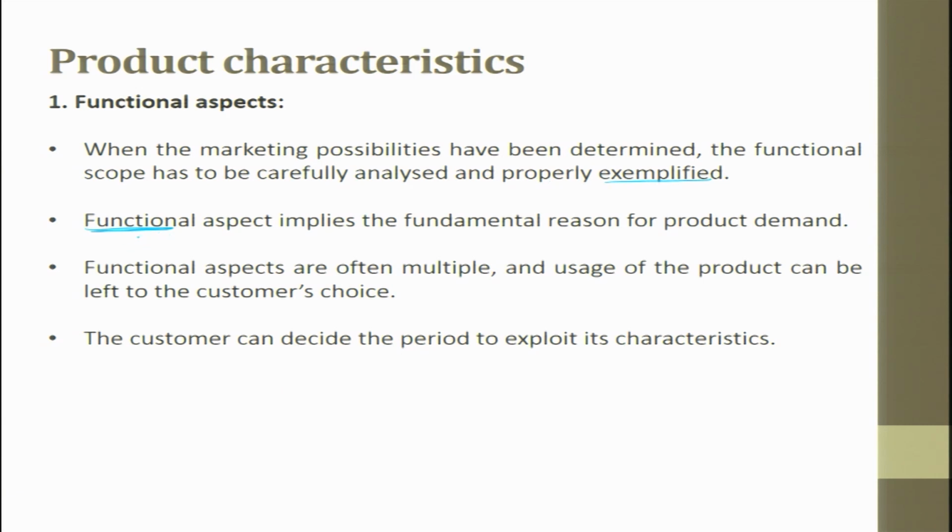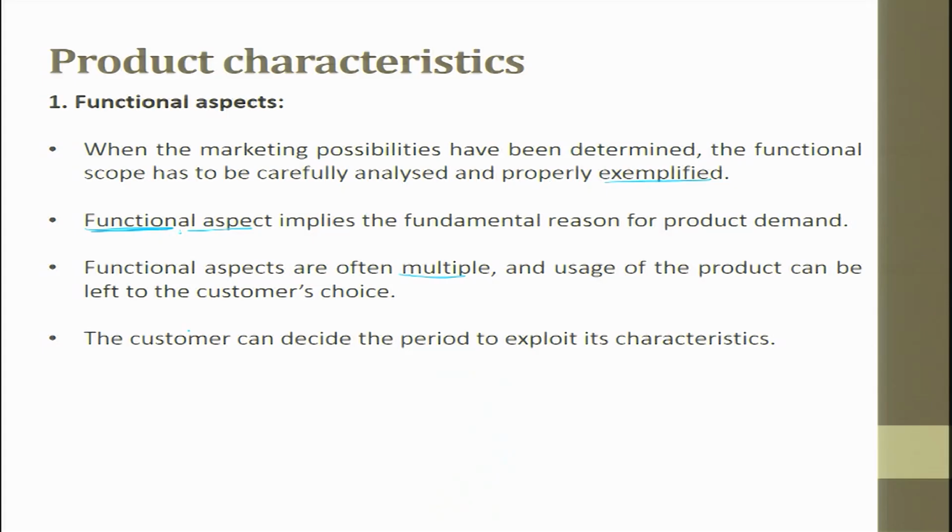Whereas in European countries and Japan, they always give a lot of emphasis to functional and then they give it to form. So, you should have a very clear distinction, right. So, functional aspect implies the fundamental reason for product demand. Functional aspects are often multiple and usage of the product can be left to the customer's choice. For example, functional aspect, you have to make a pen heavy. Why? Just for holding it. Second thing, I might use this pen as a paperweight. That is my way of looking at the usage of the pen. After writing, I would like to keep my pen on top of a set of paper. I would use it as a paperweight.